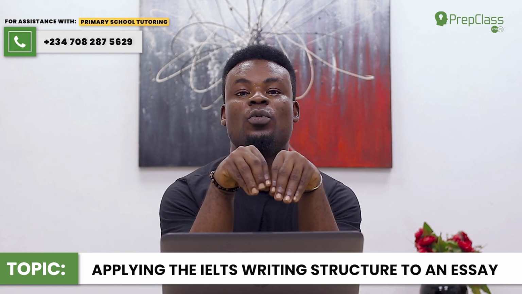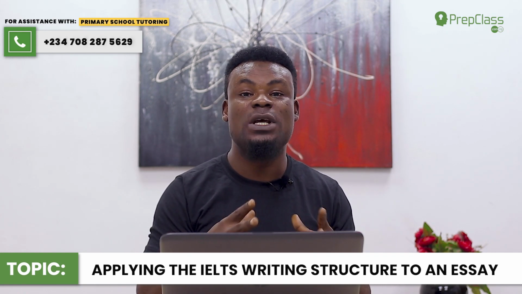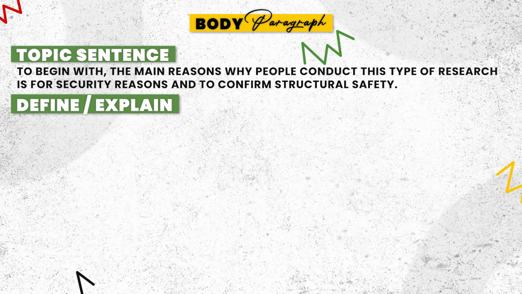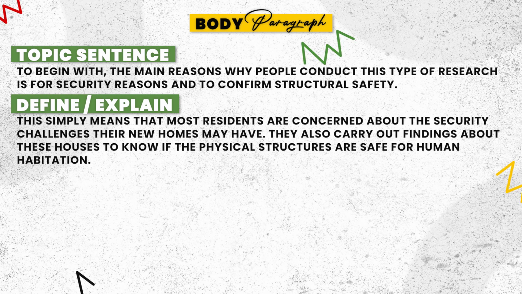Remember, the paragraph that we'll be discussing now is the paragraph that answers the question, what are the reasons why do people want to make this research? First sentence or topic sentence. To begin with, the main reasons why people conduct this type of research is for security reasons and to confirm structural safety. Definition or explanation. This simply means that most residents are concerned about the security challenges their new homes may have, and they also carry out findings about these houses to know if the physical structures are safe for human habitation.